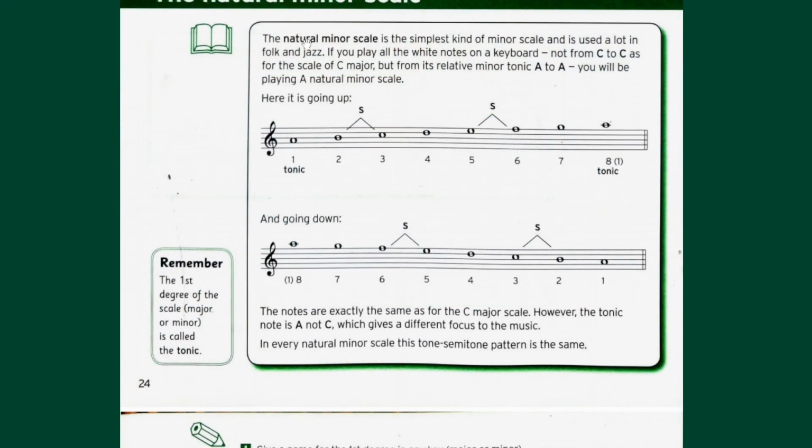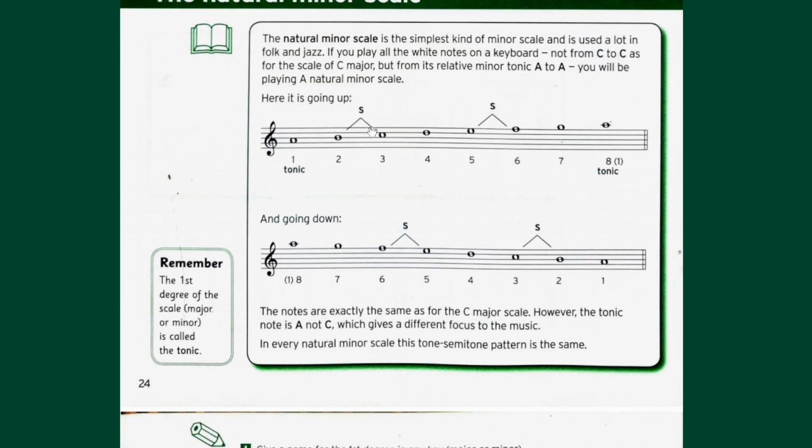So we have been given an example of A natural minor scale starting from A to A. So now we know that the A minor scale has the same key signature as the C major. If you count 3 semitones up from A, you get to C major, which shares the same key signature. So that's why we don't have any sharps or flats in this scale. We are just going to write all the white notes from A to A.